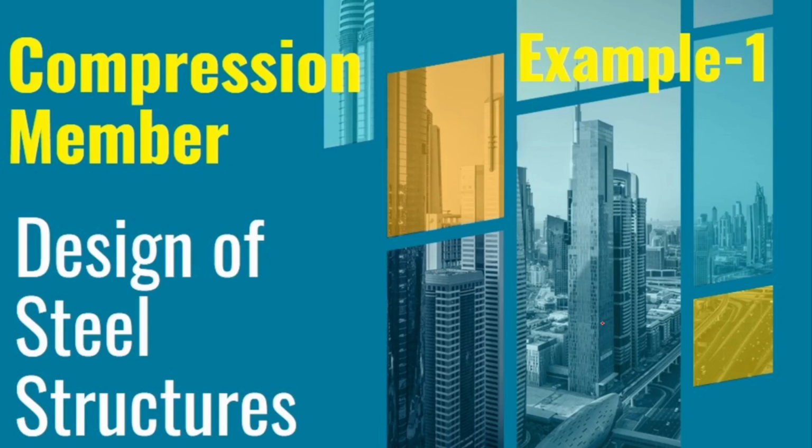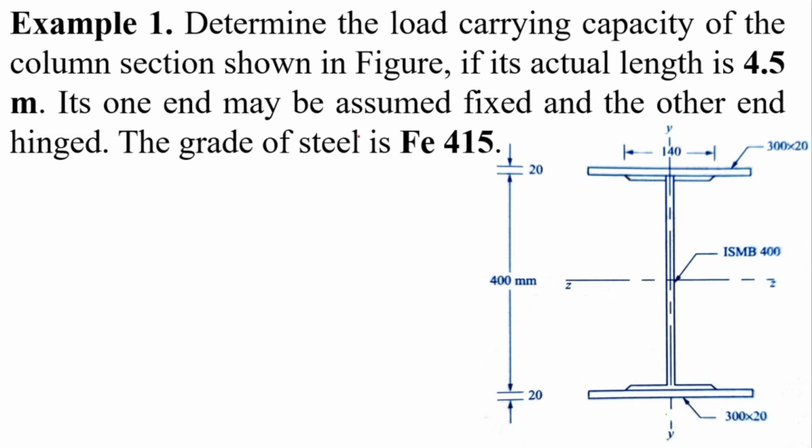Hello my friends, in this lecture we are going to discuss an example of compression member of steel structure. So let's start the example 1 of compression member. Determine the load bearing capacity of column section as shown in the figure if its actual length is 4.5 meter. Its one end may be assumed fixed and the other end hinged. The grade of steel is Fe415.